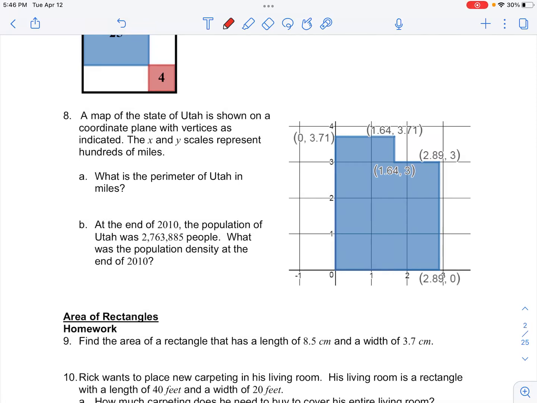Number 8 in your class trick for area of rectangles, we want to find the perimeter of Utah in miles. So here we have a figure of Utah. So we're going to add up all the side segments in order to get the total perimeter.